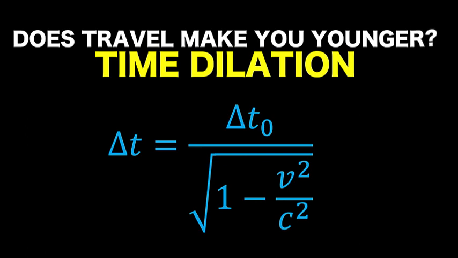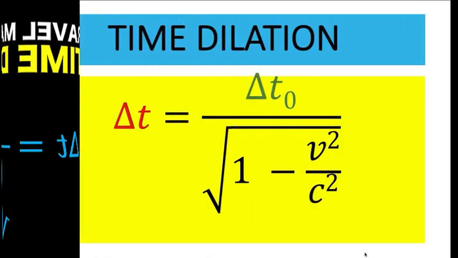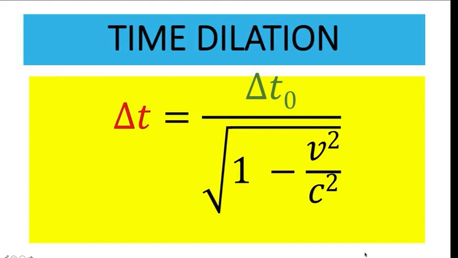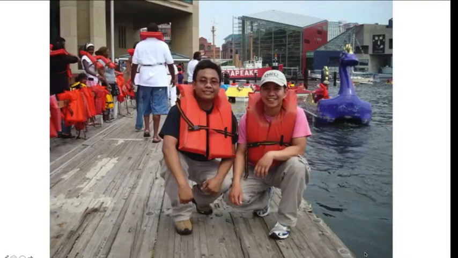Let's talk about time dilation. The formula on your screen is the formula for time dilation. This formula looks complicated, so let's explain this using this scenario. Let's say there are twin brothers.